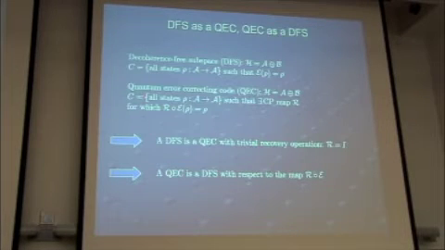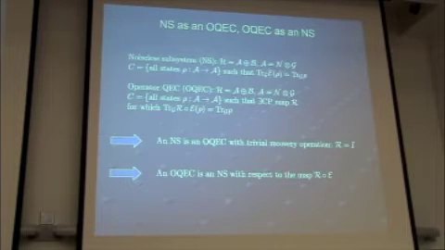Okay, so this is a unified view of decoherence subspaces and quantum error-correcting codes. Similarly, we can unify noiseless subsystems and operator quantum error-correcting codes. It's the same story. A noiseless subsystem is an OQEC with a trivial recovery operation, or an OQEC is a noiseless subsystem with respect to the map that is noise followed by recovery. Okay, so this is the unified view of these various different methods. And it's kind of a powerful idea because it allows you to use results from one in another.